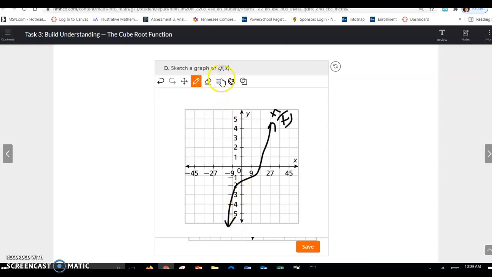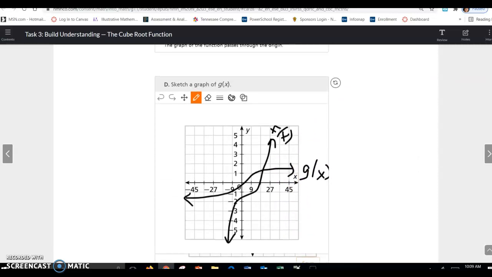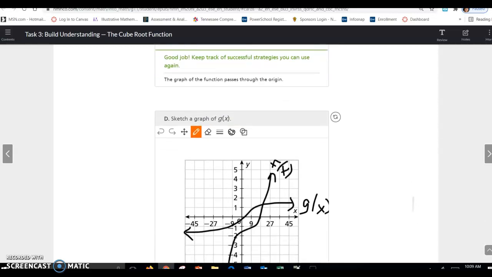All right, so g of x, it says sketch a graph of g of x. So g of x would go the opposite direction. Instead of up and down, it would go left or right. So this would be g of x. And this is a very poor drawing. But this is what I'm going to put as my answer here. So let's see. Don't know what it's doing.